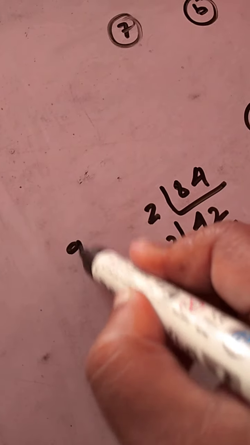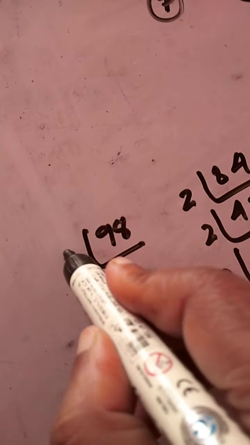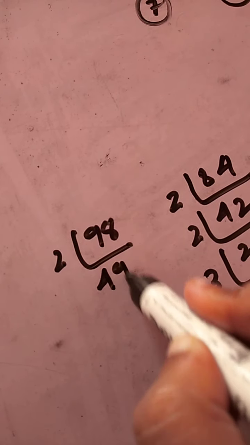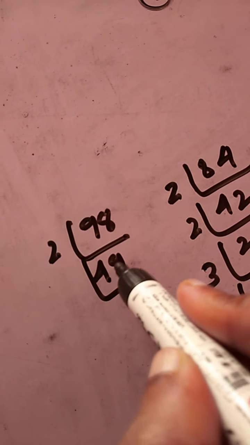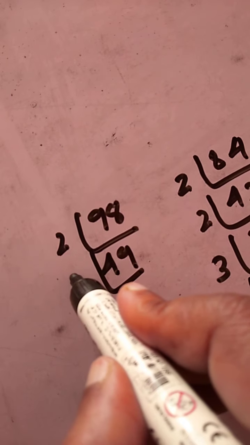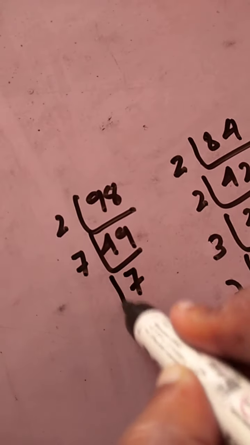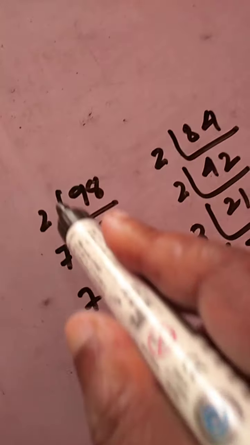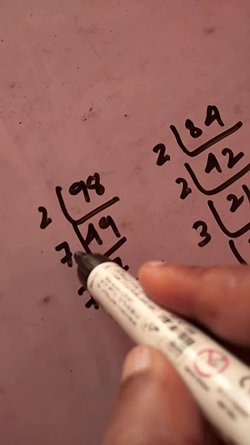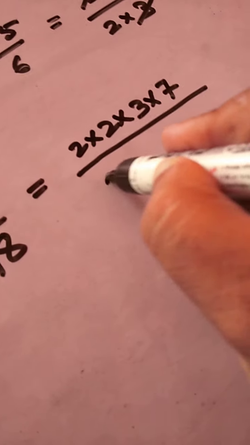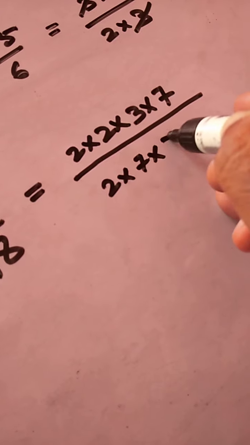Now again we will prime factorize 98. So 98 is divisible by 2, so the answer would be 49. 49 is not divisible by 3, not divisible by 5, but divisible by 7. So 7 7s are 49, 7 1s are 7. So in place of 98 we will write 2 into 7 into 7.